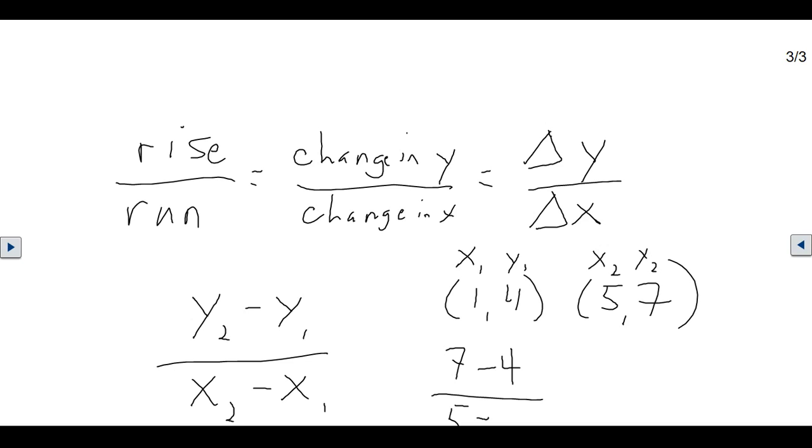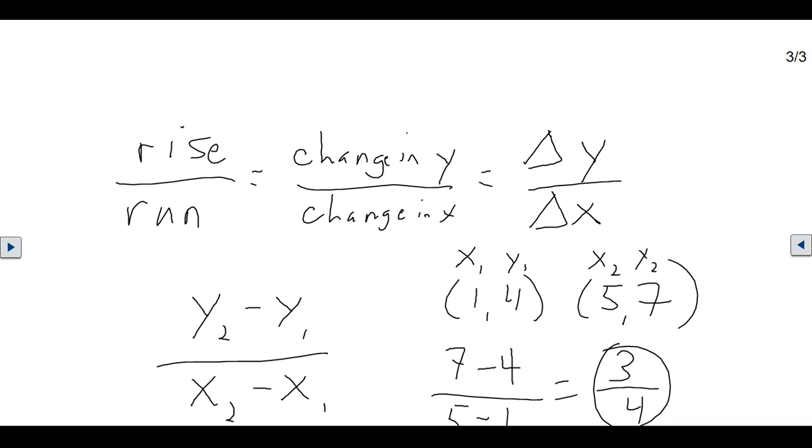Second y minus first y, second x minus first x. There we go. Simplify that. 7 minus 4 is 3. 5 minus 1 is 4. There's your slope. Okay? All right. So change in y over change in x. We want to subtract our y values to get our numerator, to get our rise. Subtract our x values to get our run. Okay? You want to take the second one minus the first one.